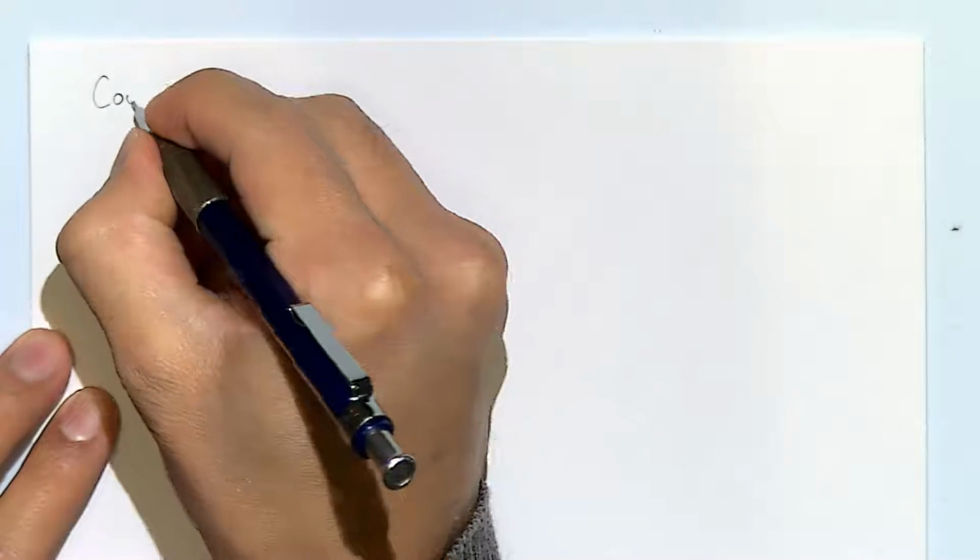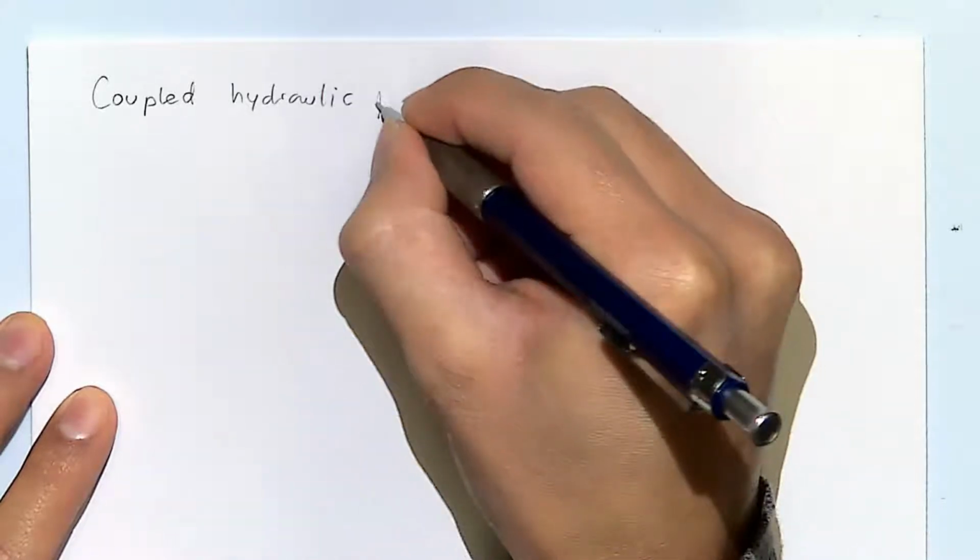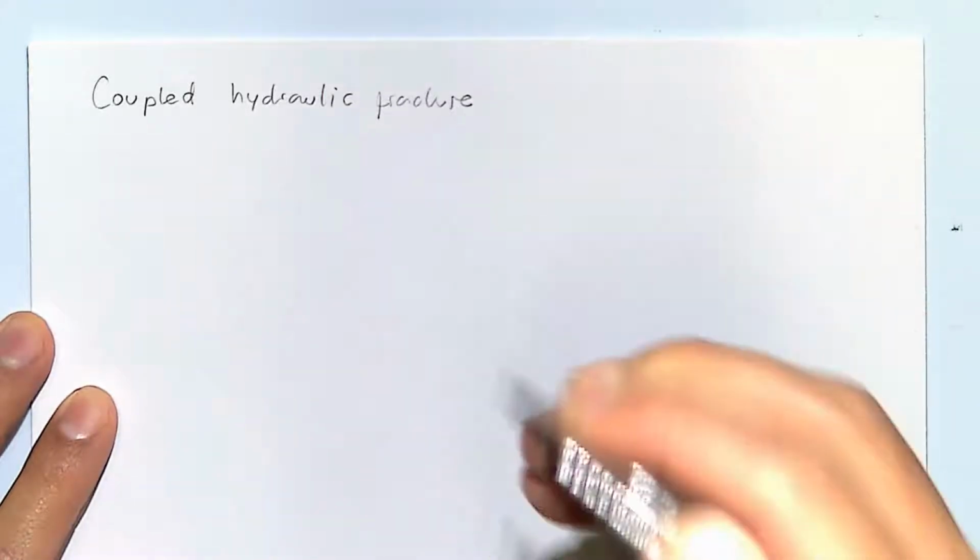We will see that hydraulic fracture propagation is actually quite a complex process because it involves many things going on at the same time. And we're going to look at four of them in detail now. So we're going to call this topic coupled hydraulic fracture propagation.